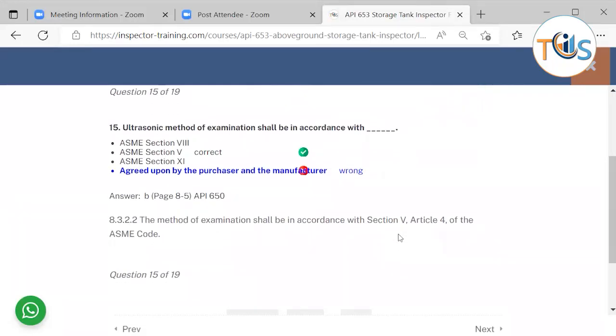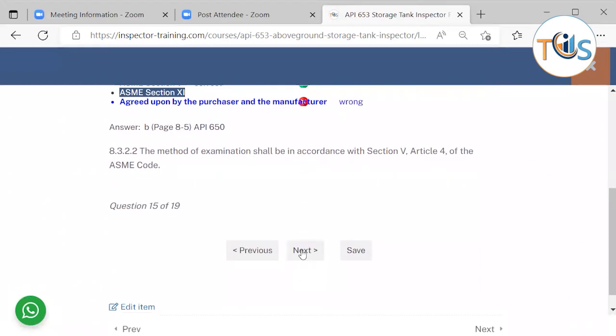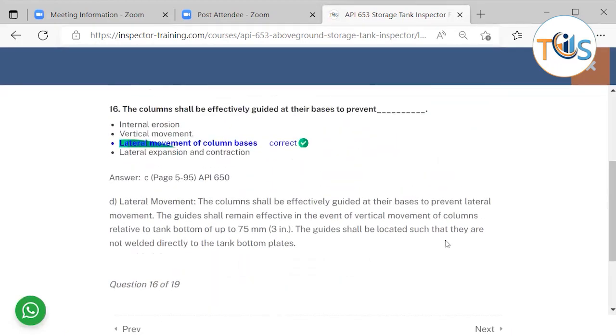Ultrasonic method of examination shall be in accordance with ASME Section 5. Remember that the procedure and the method of examination for all of the NDEs, RT, VT, UT, MT, PT, shall be done according to ASME Section 5. WPS and welder qualification should be done according to ASME Section 9. Okay, so that's a code requirement. It can be agreed between purchaser and manufacturer.